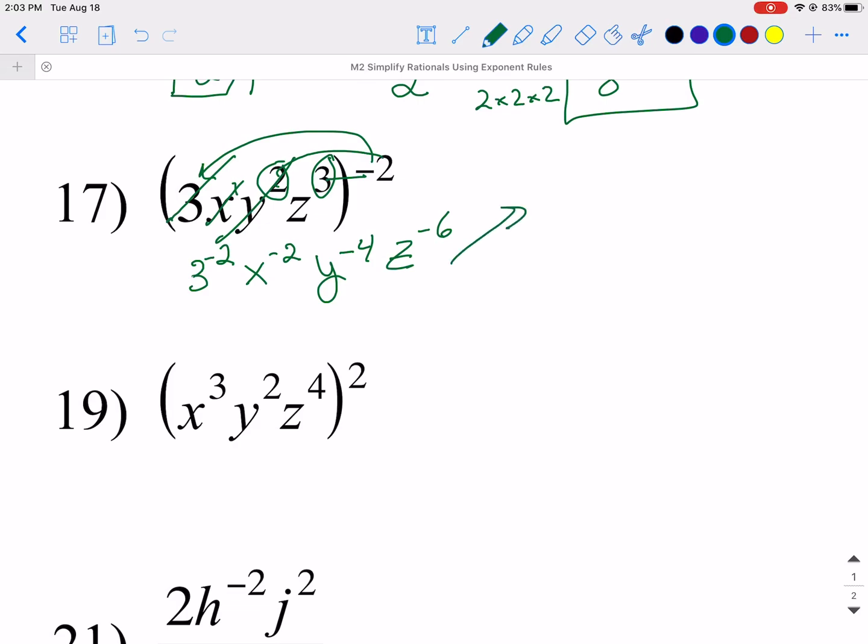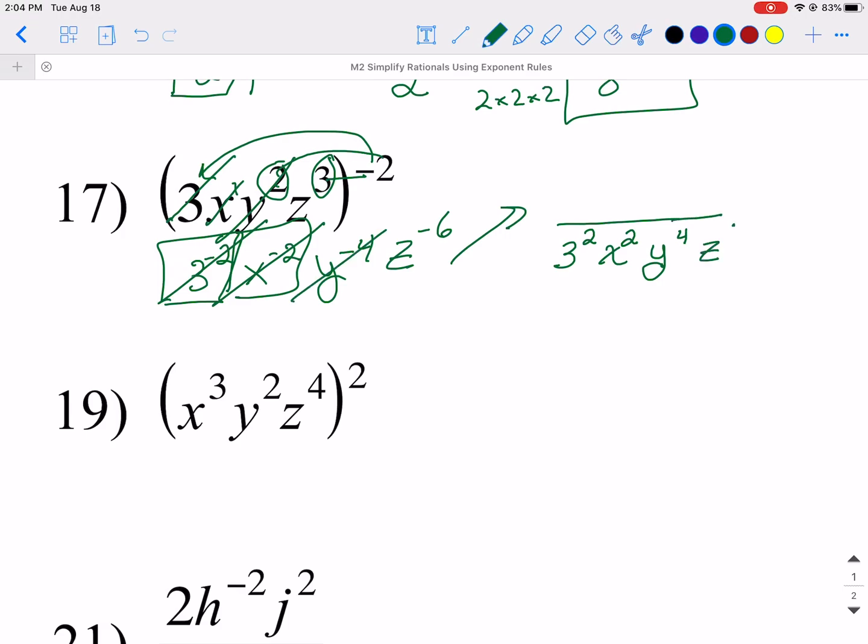Now I'm going to simplify it. Got a negative here, so that causes it to go to the bottom. So 3 squared, I lose the negative and keep the exponent. X has a negative exponent, goes to the bottom. Lose the negative, keep the exponent. The same thing for y, goes to the bottom. Lose the negative, keep the exponent. And the same thing for z, check that out. Lose the negative, keep the exponent.